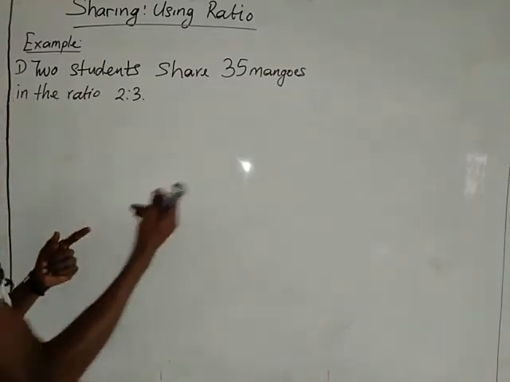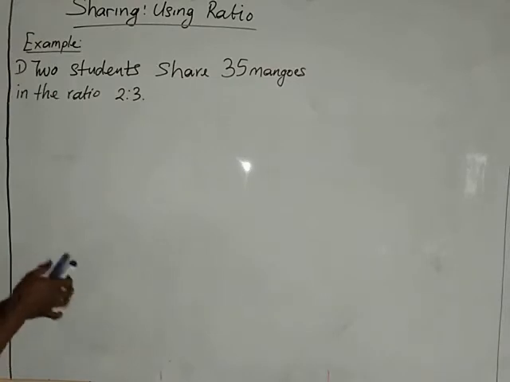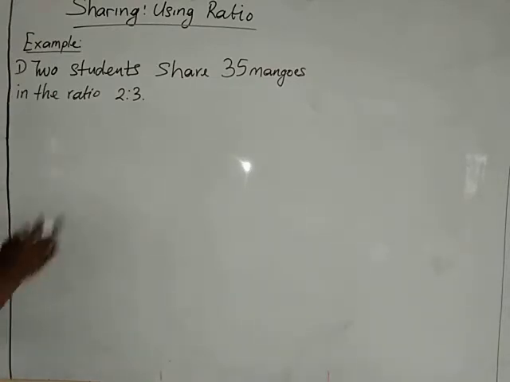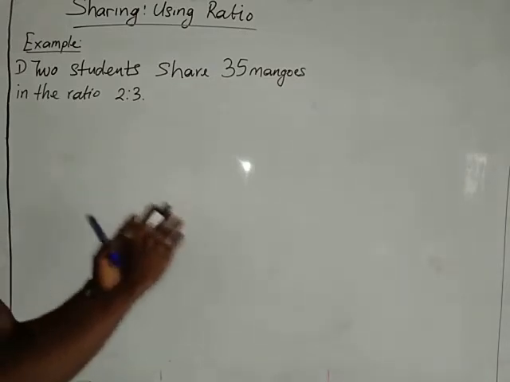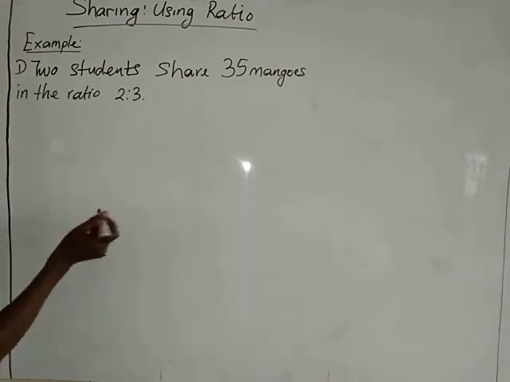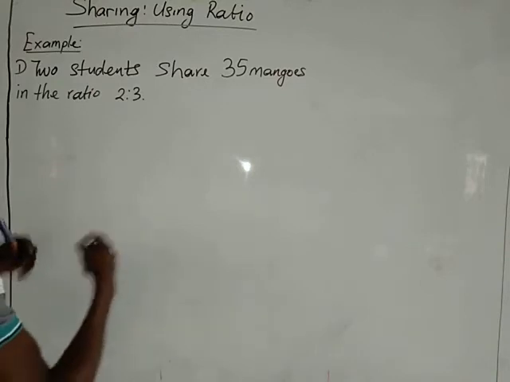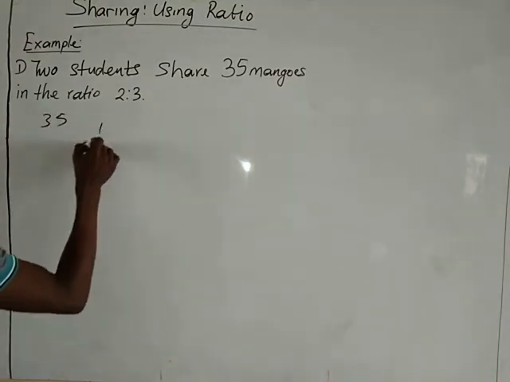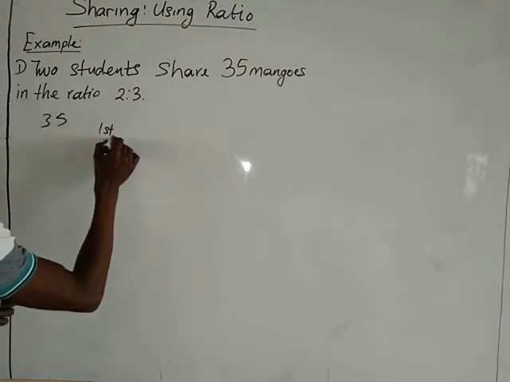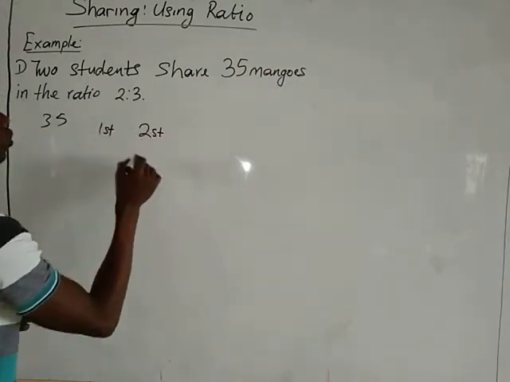For every 2, the second student is getting 3. Meaning for the first student to get a 2, the other one will get a 3. Meaning 2 mangoes go to the first student, then 3 mangoes go to the second student. All right? Okay, let's just take a general concept. For us to have 35, is the first student and the second student.